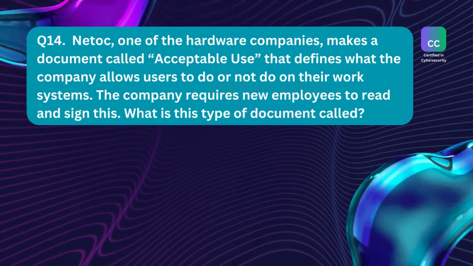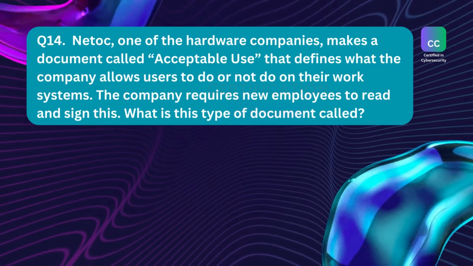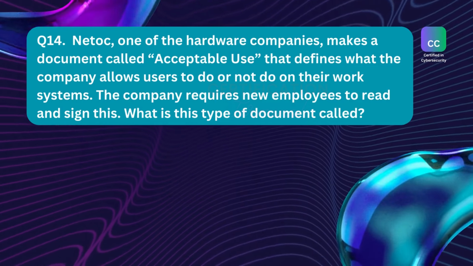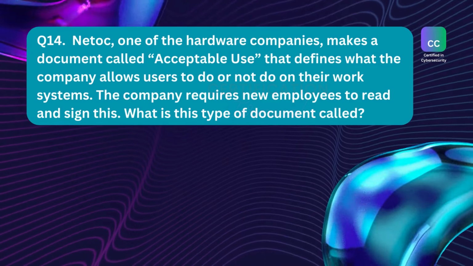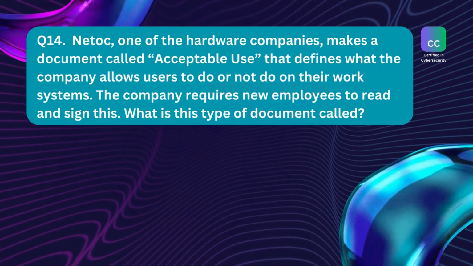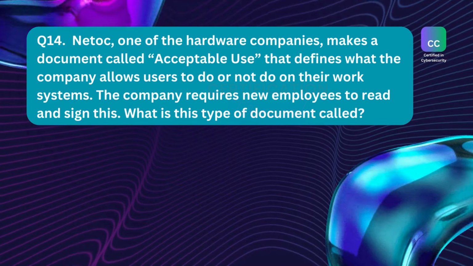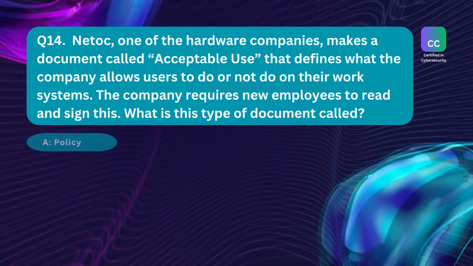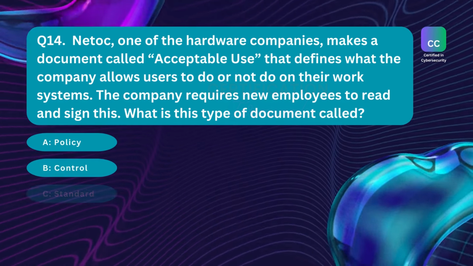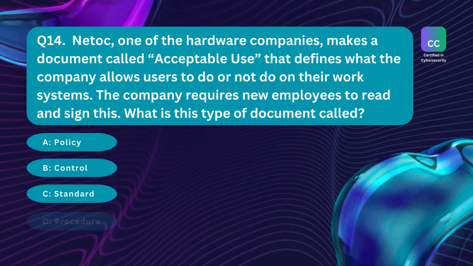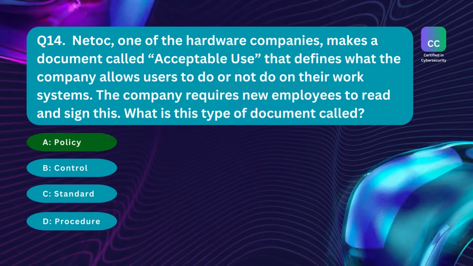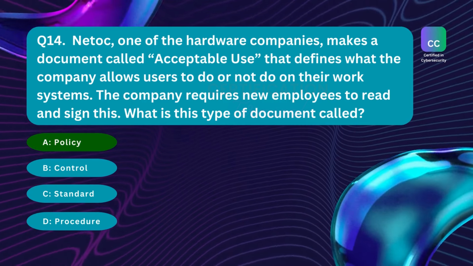Question number 14. NetOak, one of the hardware companies, makes a document called Acceptable Use that defines what the company allows users to do or not do on their work systems. The company requires new employees to read and sign this. What is this type of document called? Option A, Policy. Option B, Control. Option C, Standard. Option D, Procedure. The correct answer is option A, Policy.